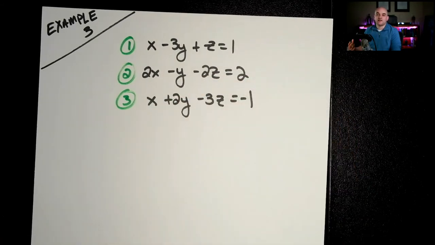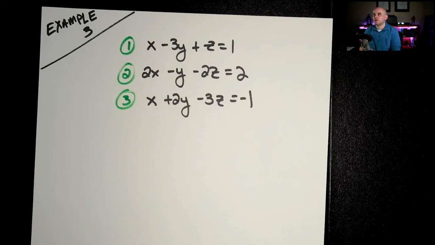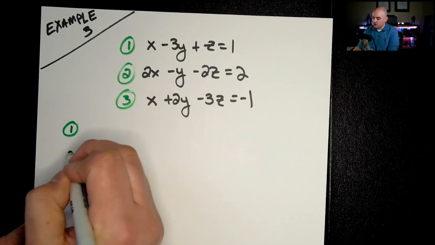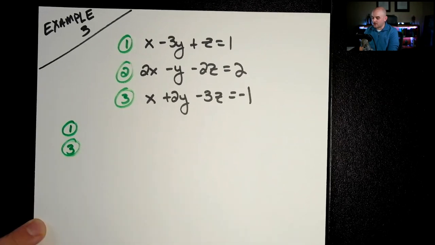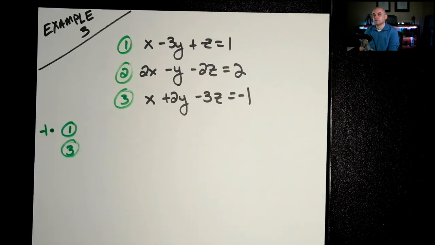That's going to make life the easiest for me if I take equations 1 and 3 and eliminate the x's. So to do that, I've got equation 1 and equation 3 I'm going to pair together. I'm going to multiply equation 1 by negative 1. Once again, you could have done this differently. This is just the route I'm choosing to take.